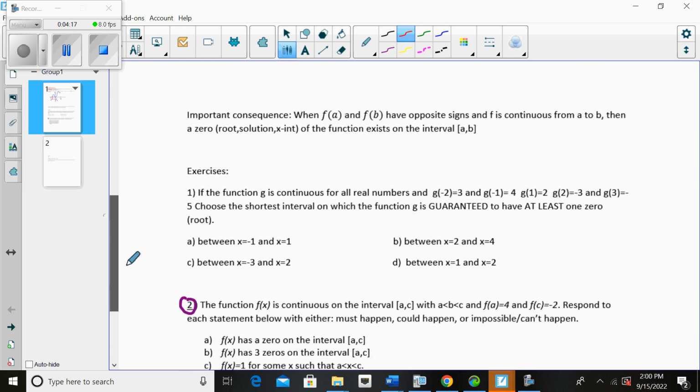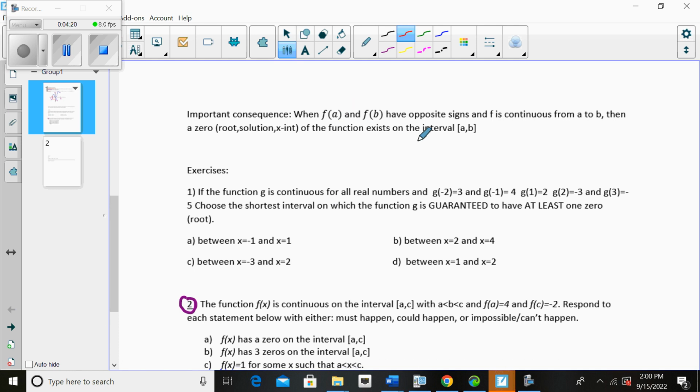Now, here's a really important consequence. When the functional values have opposite signs and the function is continuous, then there has to be a 0 on that interval. Okay, and so we know we're always interested in finding zeros. One of the ways that that's going to be very useful is when we're working with polynomials, okay, and we love polynomials. They're these nice, smooth curves. They have no asymptote lines, no holes. This would be an odd degree polynomial, okay, I can tell by the end behavior.